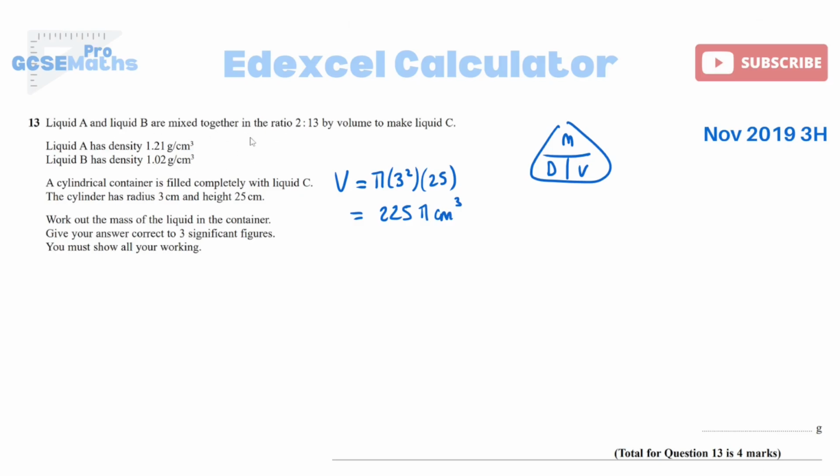Now, for liquid A and B, we can just share out the ratio, can't we? If we add that together, we've got 15. As you know, I don't like to round anything too soon. There's quite a few steps here.